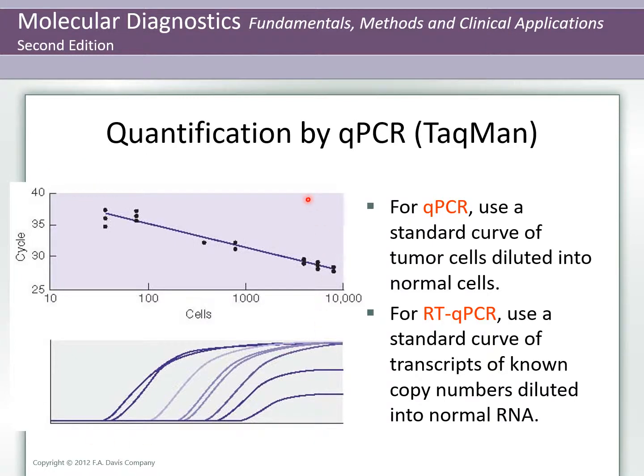The figures on the left are actually depicting translocation 14;18 analysis by real-time PCR. The standard curve is established using cultured cells with the T14;18 translocation, counted and diluted into cultured cells without the translocation. The results shown are from DNA isolated from each mixture of the cells and analyzed by real-time PCR using a TaqMan probe.